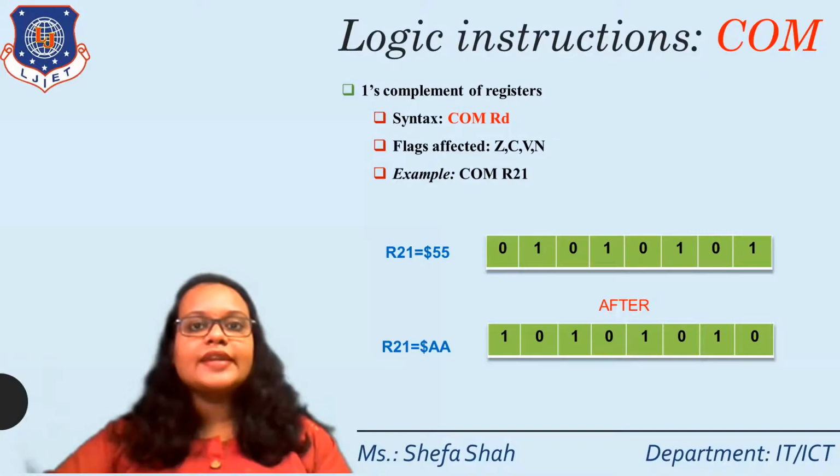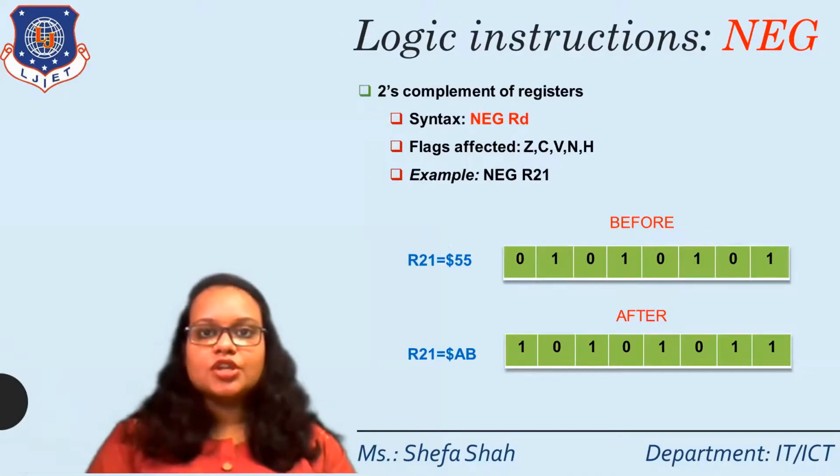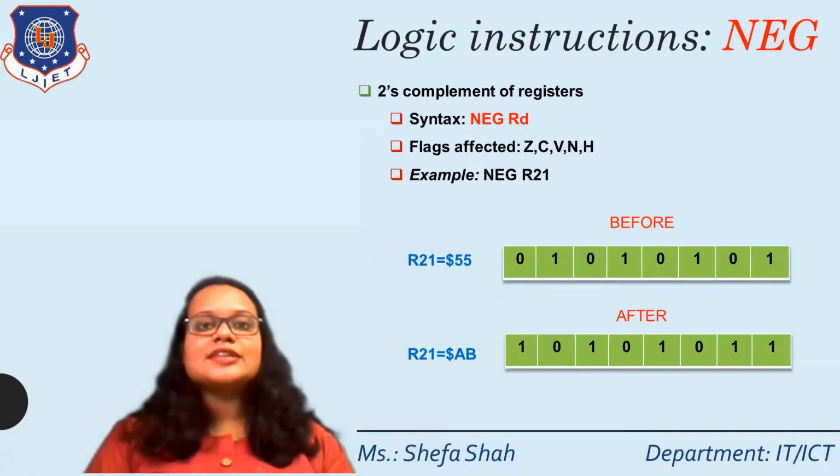Now next is the negate instruction. The negate instruction provides the 2's complement of the register data, and the syntax is NEG Rd. It is also a one register instruction, and the flags affected are Z, C, V, H and N. For the example, let's take NEG R21. R21 has data 55, represented as 0101 0101.